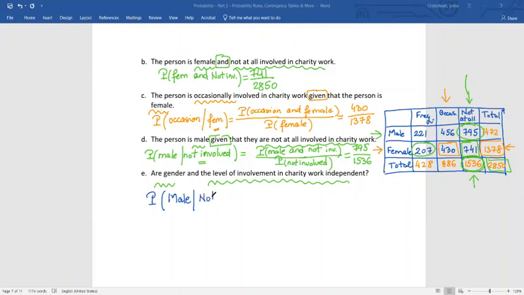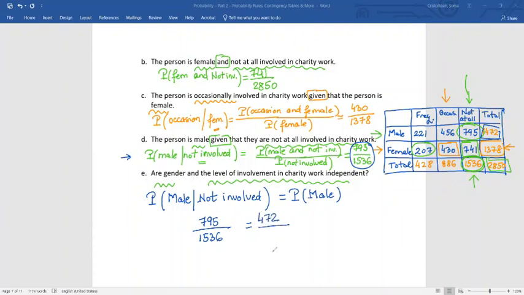Let's just try to look at the last example. Is this the same as probability of just being a male? In other words, being or not being involved will have an effect on the probability of choosing a male from this sample. Let's see. Well, probability of being a male, given that he is not involved, is 795 divided by 1,536. And probability of being a male, it's actually total number of males. Let's just look at the table for 72 divided by 2,850. This is just the formula for probabilities.